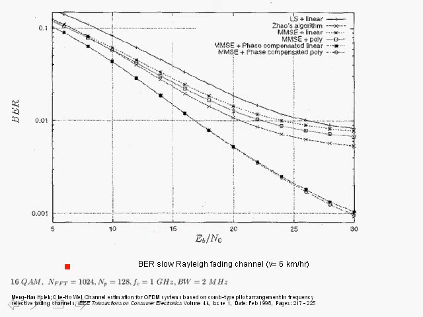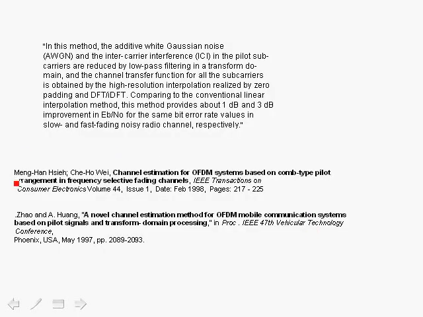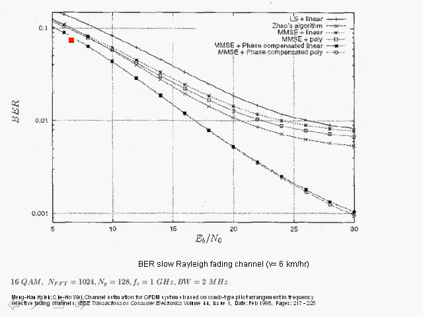We have a system which is using 16 QAM with 1024 point FFT. The number of pilots is 128. The carrier frequency is 1 gigahertz and the bandwidth is 2 megahertz. By the way, this is from the paper over here. And what we're seeing is that, first of all, they have a method which is a minimum mean square error method plus phase compensation, for example, shown over here. This is the result they get, which is one of the best results.